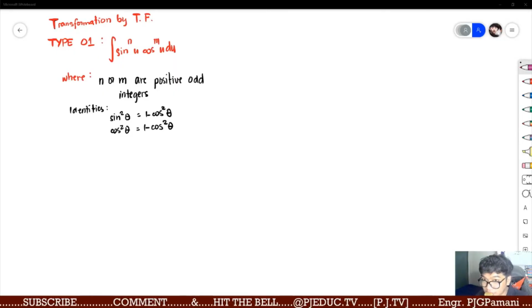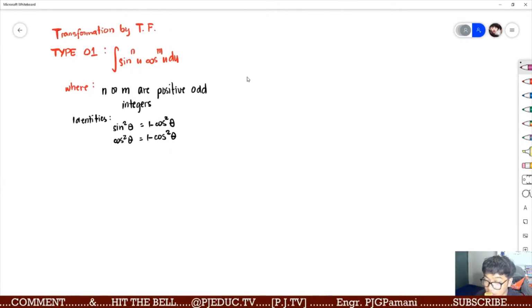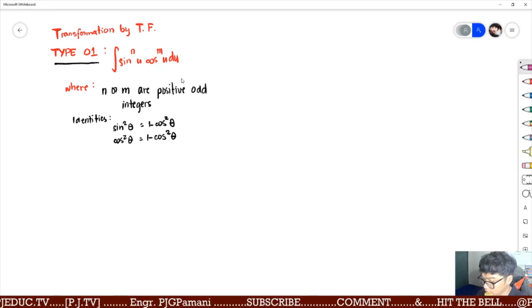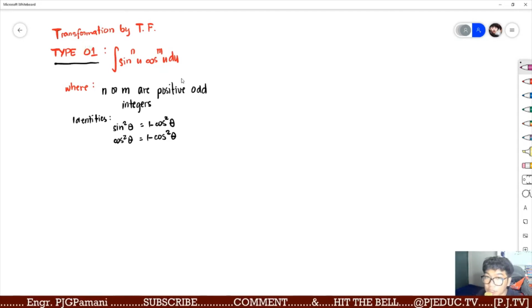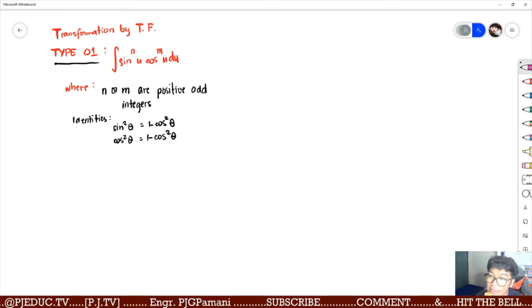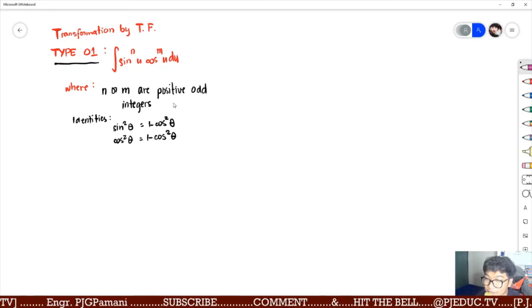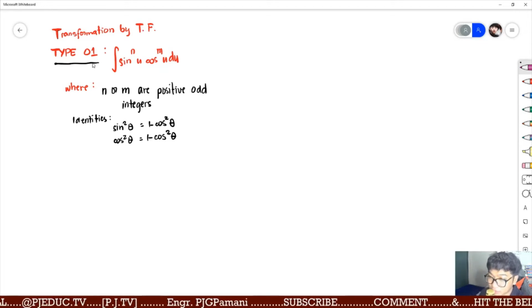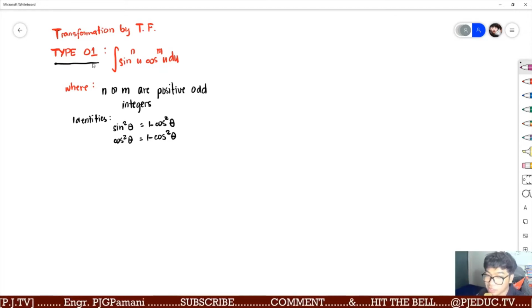So in continuation, again, this is transformation by using trigonometric function, using our first formula or type 1 transformation. With type 1 transformation, this is now the integral of sine raised to n, cosine raised to m, du, where both n and m are positive odd integers. So meaning, we consider here using the solution for the type 1 formula and the transformation of trigonometric functions with positive exponents, or positive odd exponents.